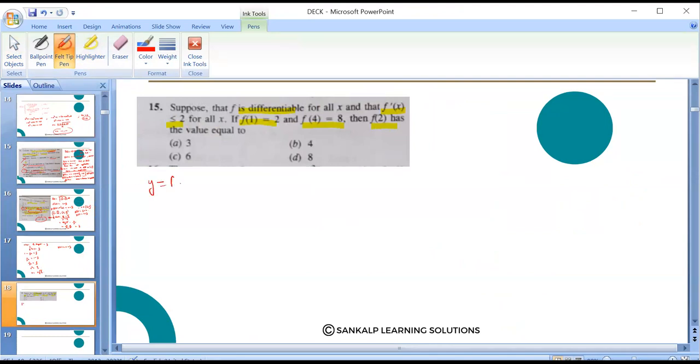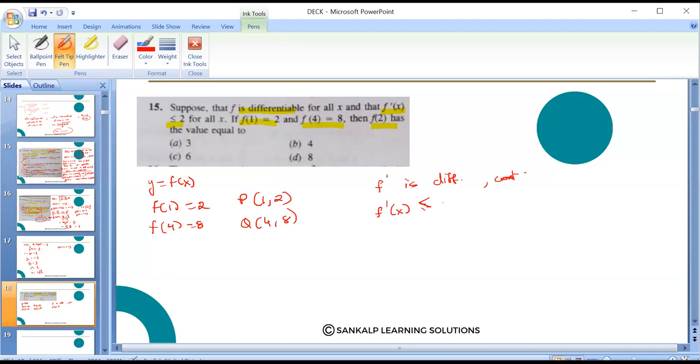So suppose y equal to f of x is the function. On the function, because f of 1 is 2, there is a point 1 comma 2. And because f of 4 is equal to 8, there is another point 4 comma 8. And then it is given that f is differentiable. That means it is continuous also. And f dash x is less than or equal to 2. That is given.